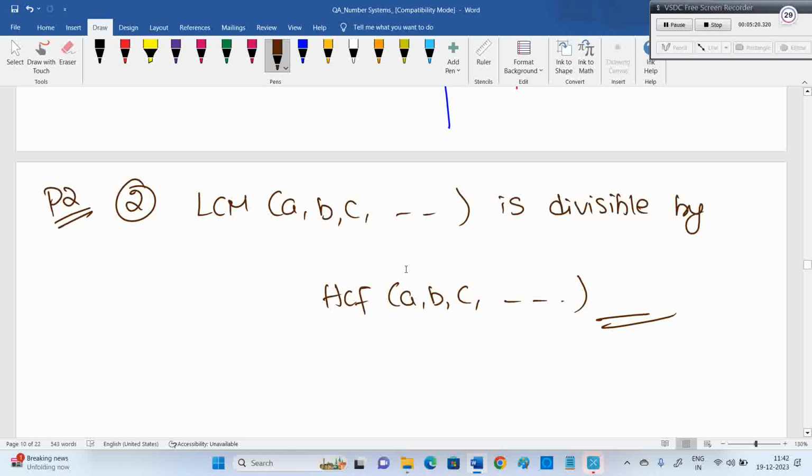So how will they ask the question? They may give the LCM as this, and ask which of the following is not the HCF? The LCM for the given numbers is so and so.